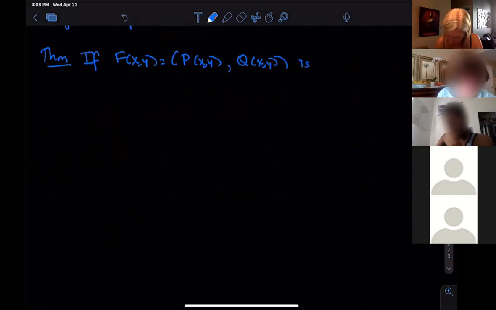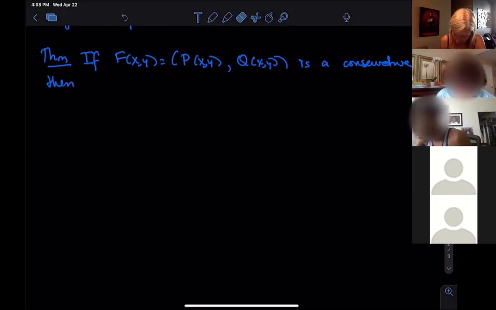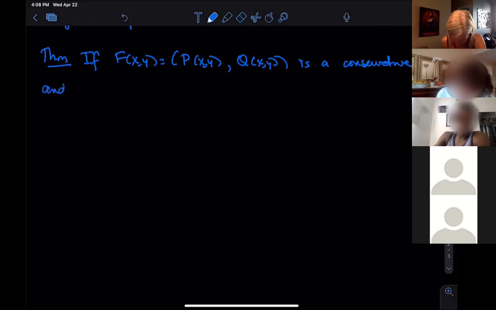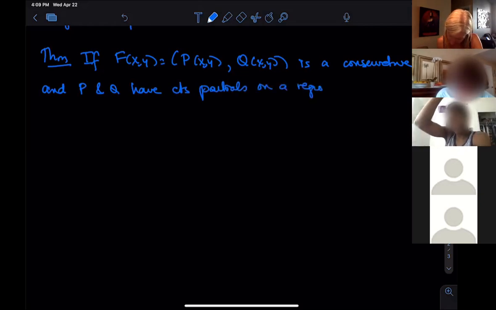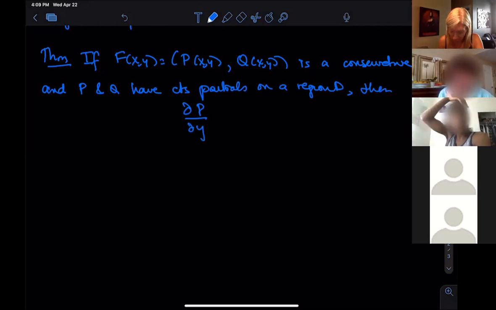If it is conservative, then, well, I guess I have to say a little bit more. If it's a conservative vector field, and P and Q have continuous partials in a region, then the cross partials are equal. So dP/dy, the first component with respect to the second variable, is equal to the partial of the second component with respect to the first variable.